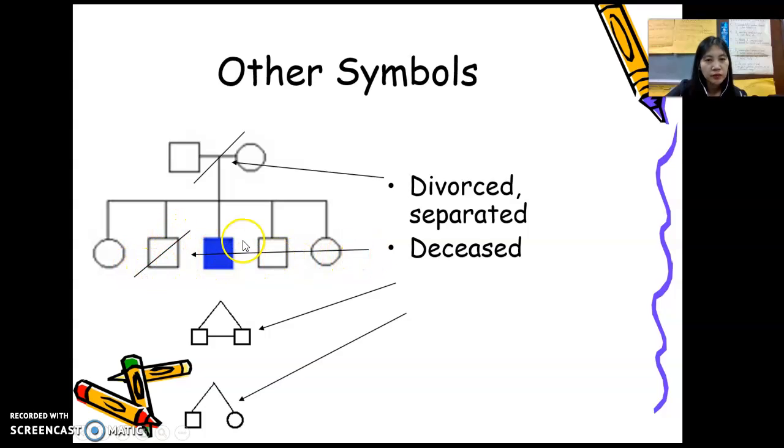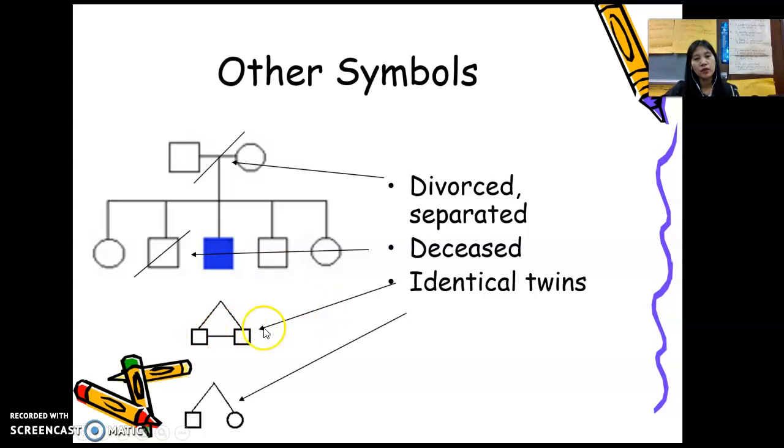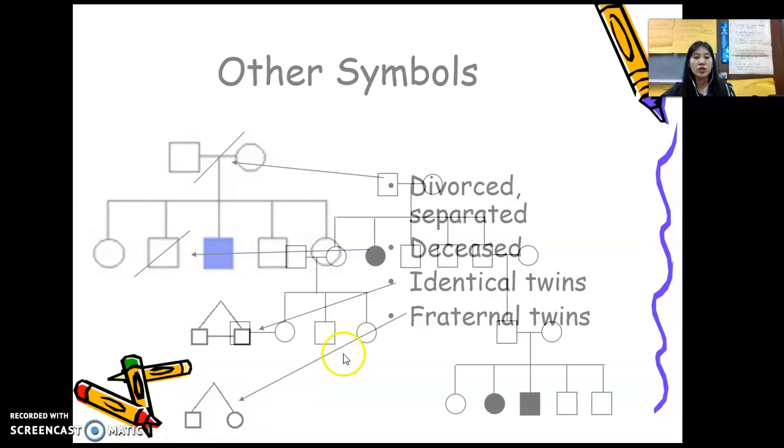What about this? They are called identical twins. You have these two. What about this? It means they have fraternal twins. You have to remember, guys, when you say identical twins, both are the same sex. For this one here, squares mean male, so they are identical to each other. However, when you say fraternal twins, one is a boy, one is a girl.